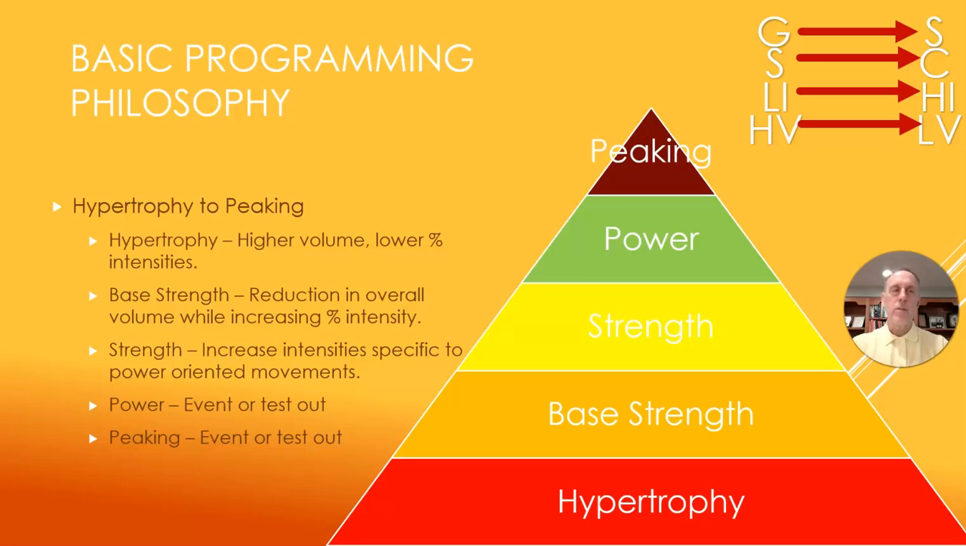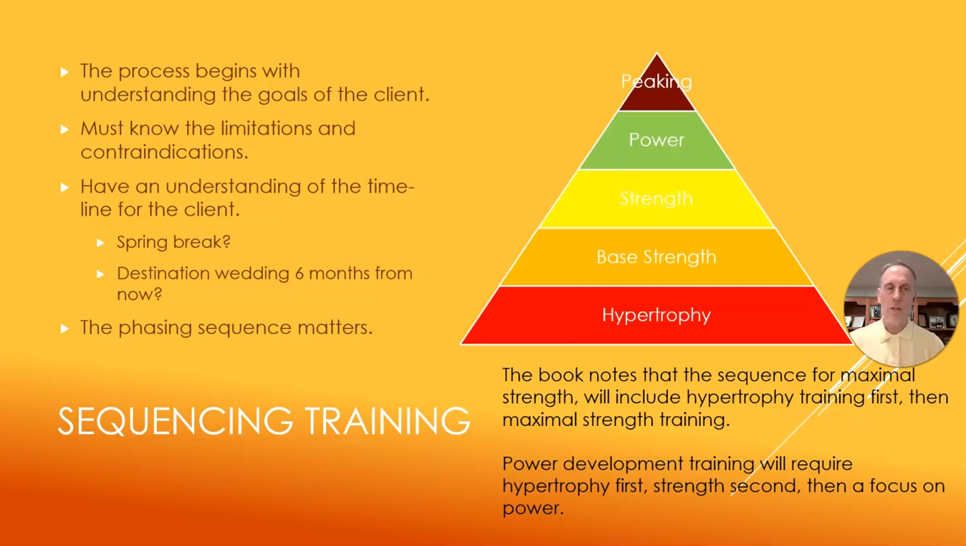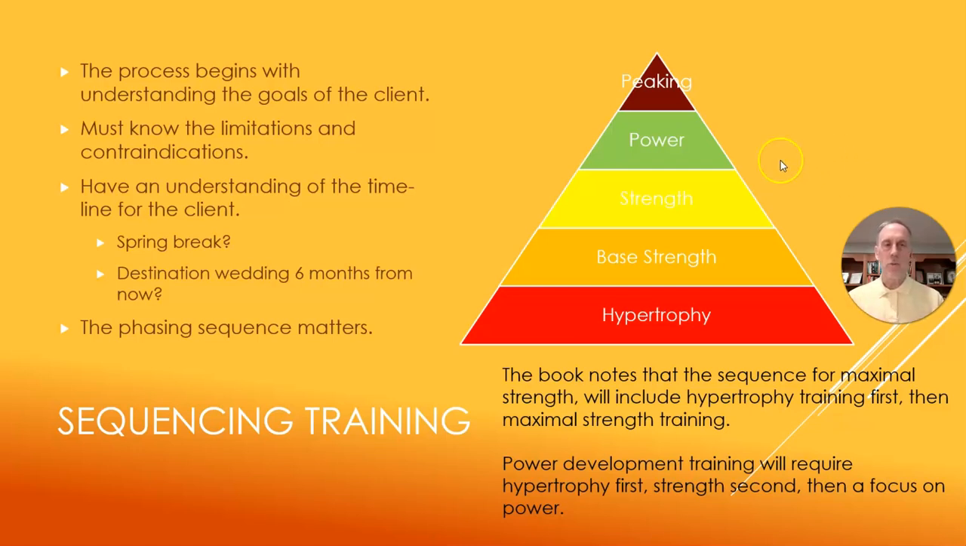And this is all in the context of general to specific, simple to complex, lower intensity to higher intensity, higher volume to lower volume. So you have your generalized, simple movement patterns, lower intensity, higher volume, and then at peaking, it's very specific, more complex, higher intensity, and lower volume. It's a continuum that moves up and down this pyramid. The book notes that the sequence for maximal strength will include hypertrophy training first, then maximal strength training. Power development will require hypertrophy first, strength second, then a focus on power. I submit this to you because I'm certain you see it somewhere else.